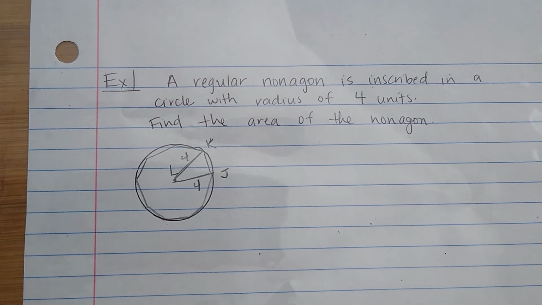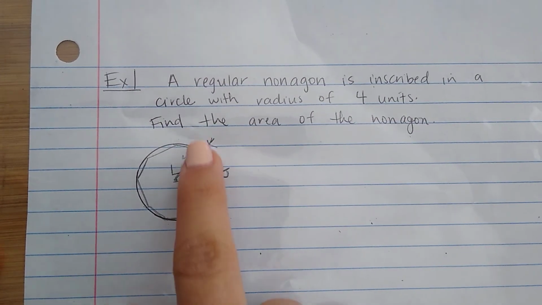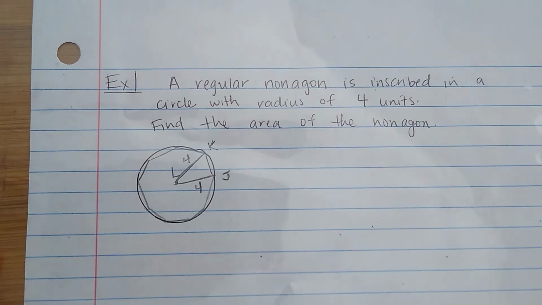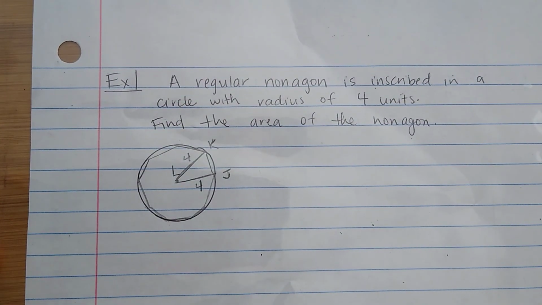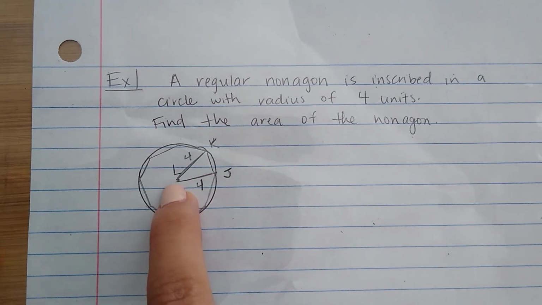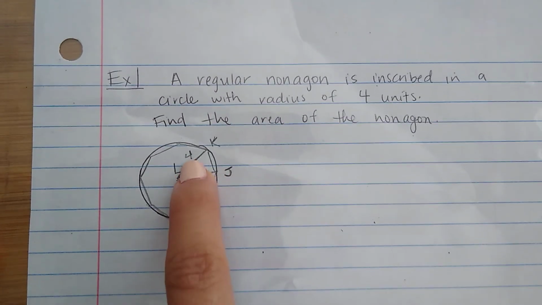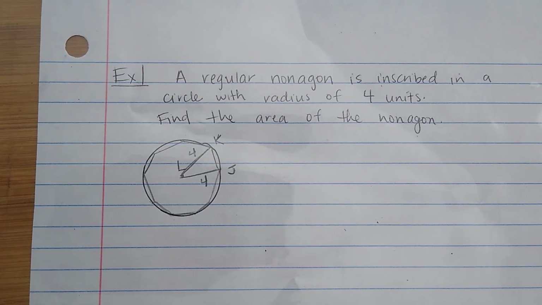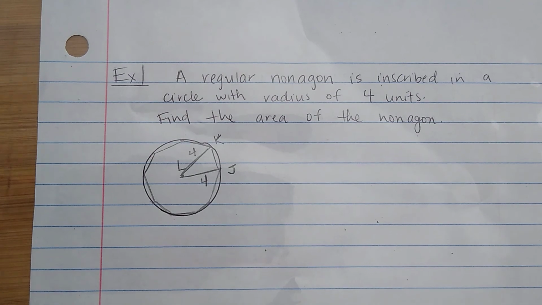Okay guys, so in this example, we're going to go ahead and find the area of this nonagon. It says a regular nonagon is inscribed in a circle with a radius of 4 units. So here I have the two radii that are formed, and it has 4 units. In order for me to find the area, I have two options.